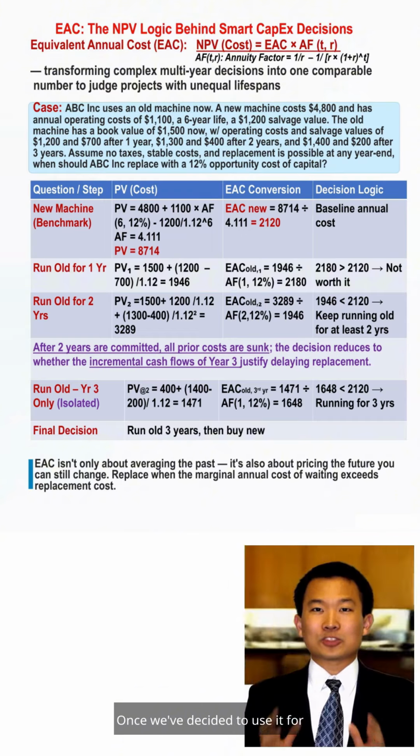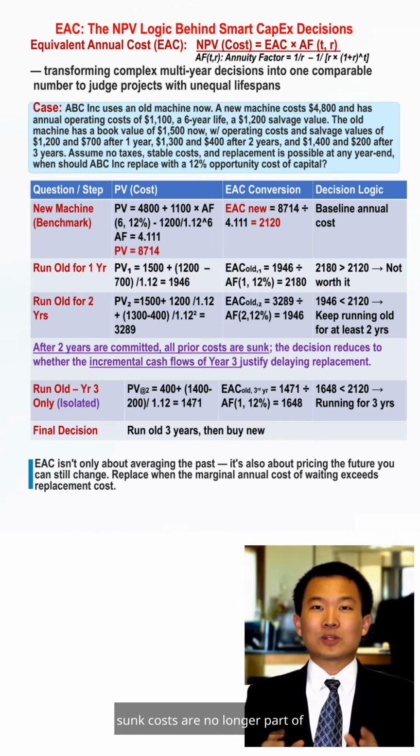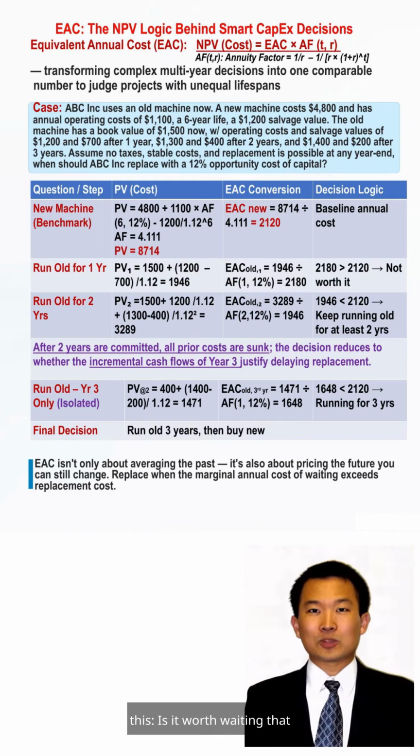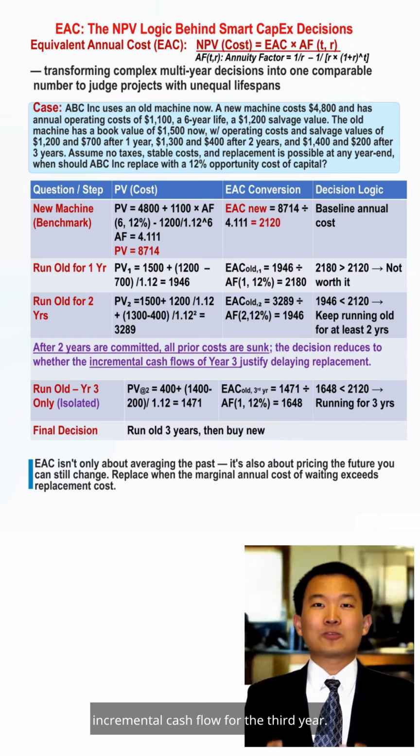Once we've decided to use it for 2 years, the cost for the first 2 years becomes sunk costs, and sunk costs are no longer part of the decision-making process. So now the real question is just this: is it worth waiting that extra year for the third year? Step 4. Only look at the incremental cash flow for the third year.